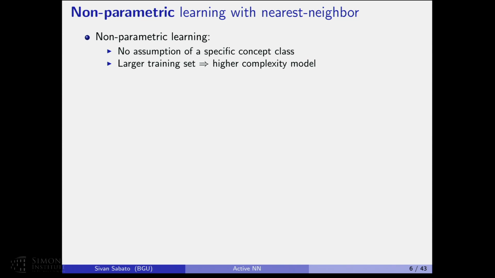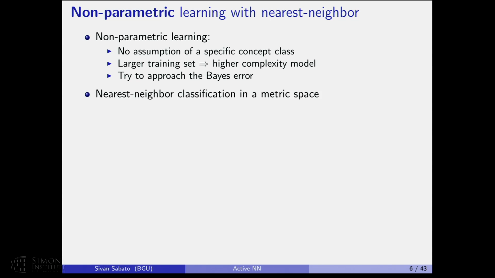In general, in non-parametric learning, you usually expect that if your training set is larger, the complexity of your concept class, or your model, is larger. And in this model, we just try to approach the Bayes error. We don't compare ourselves to a specific concept class. We just try to approach the best possible error for a classification.